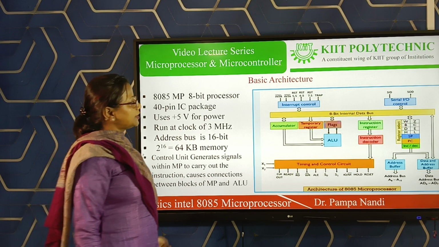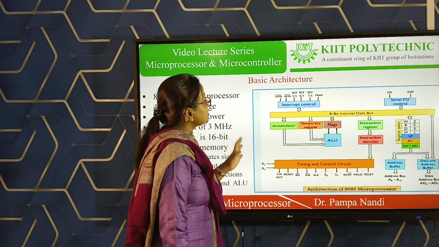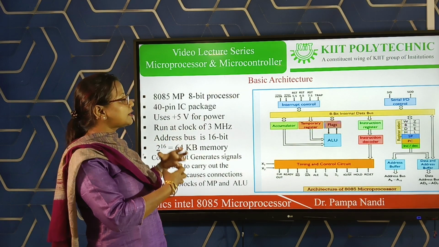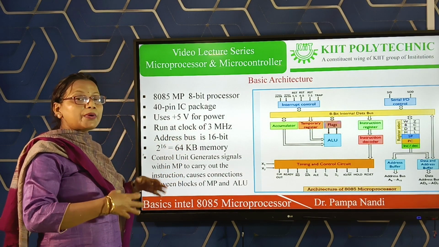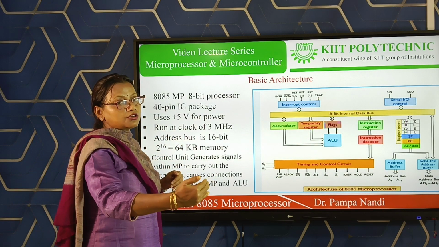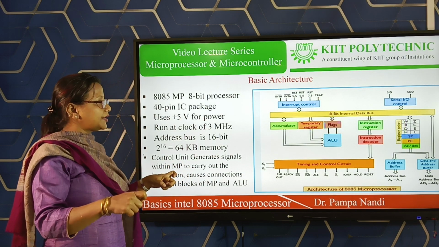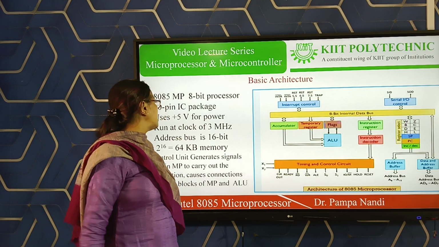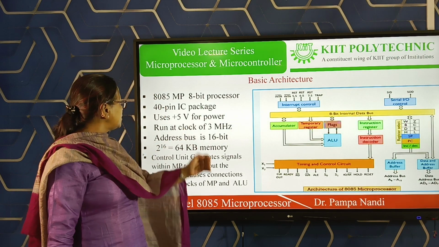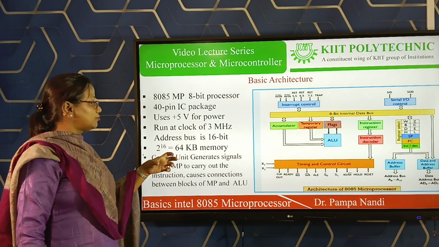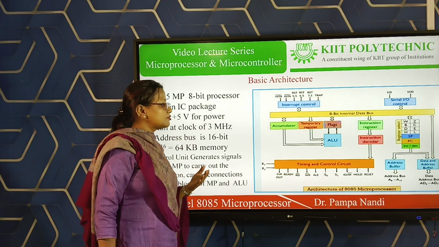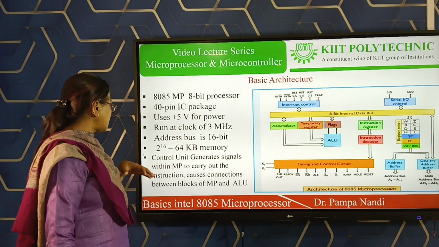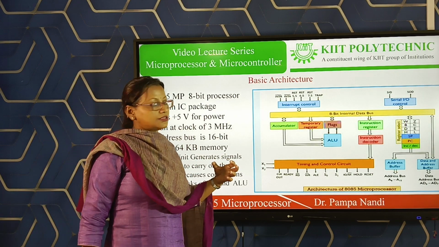Now, the important thing is the basic architecture. What are the blocks inside the microprocessor? The bus is the outside structure of the microprocessor, that is, the lines. But what is basically inside the microprocessor? So, we divide it into two or three units of the microprocessor, that is the register unit, then the control unit, like this.